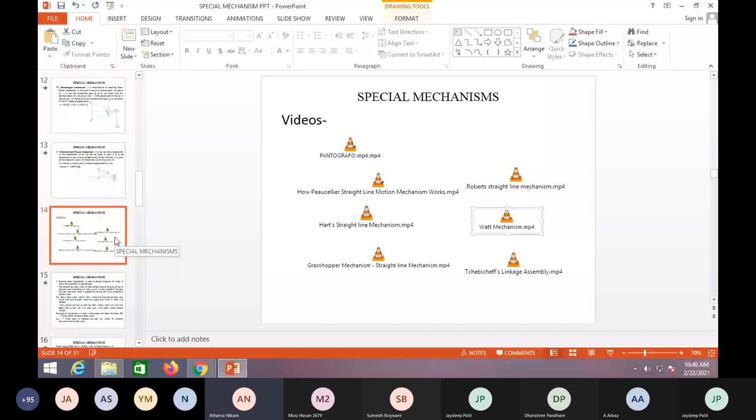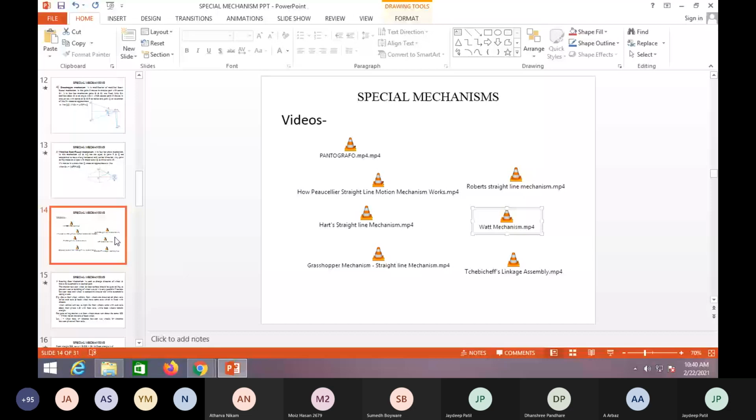Here we finish the straight line generating mechanisms. In straight line generating mechanism, there are 3. Our first one is a pantograph. It is not a straight line generating mechanism. Again, there is a question in the university question paper of 4 or 5 marks: what is pantograph or extend pantograph?